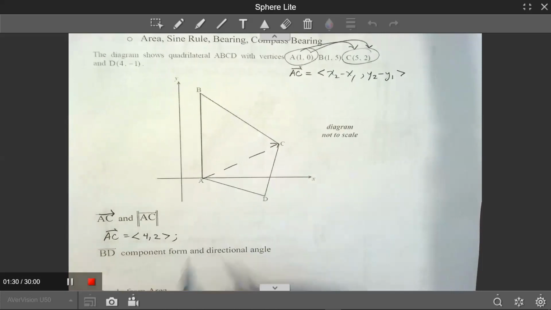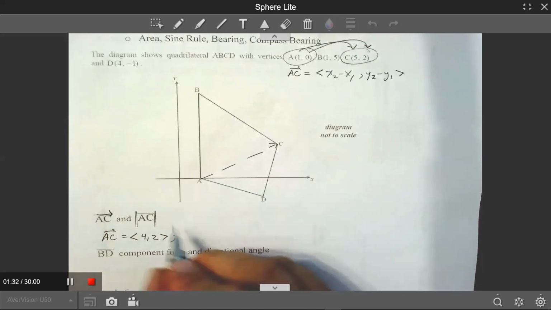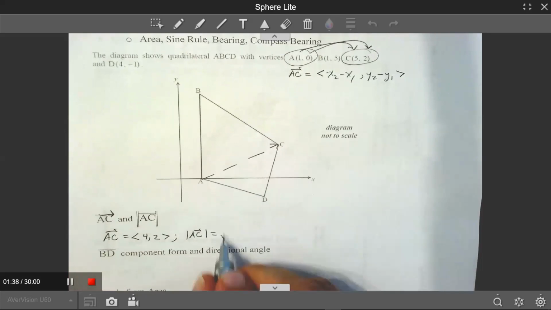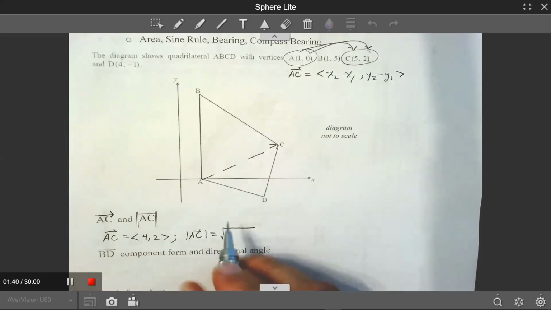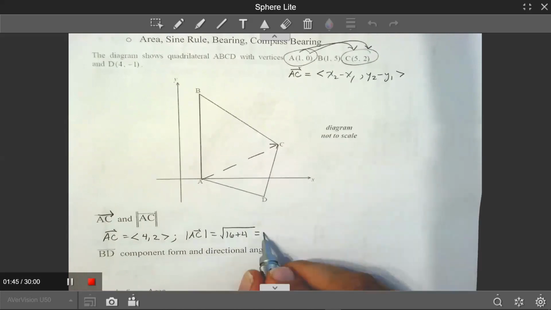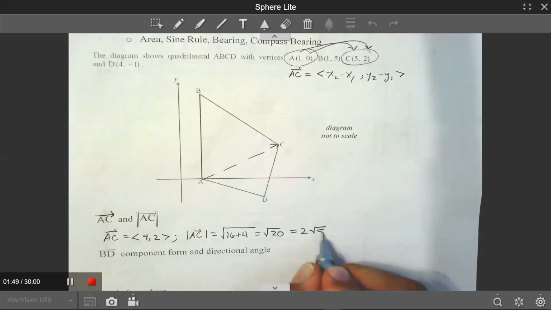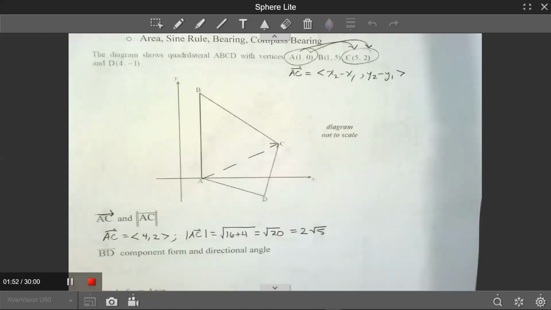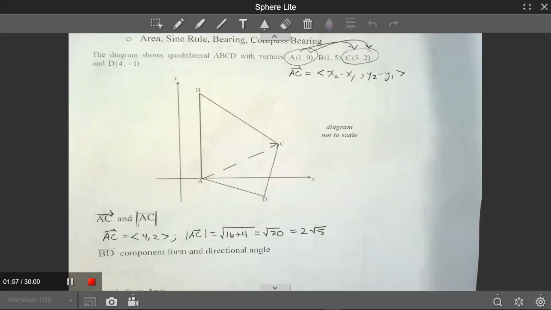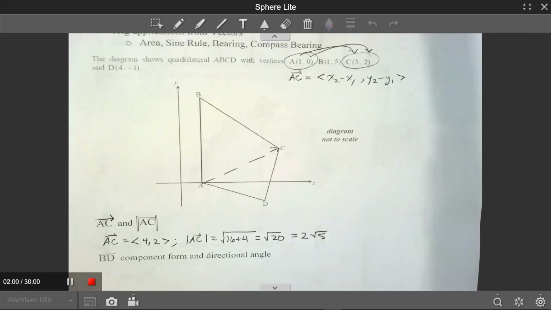Now, what about the magnitude? Well, the magnitude of A to C, we can simply use the Pythagorean theorem. That would be the square root of 16 plus 4, which is the square root of 20, which we could simplify to be 2 square roots of 5. Okay, pretty straightforward for those items.